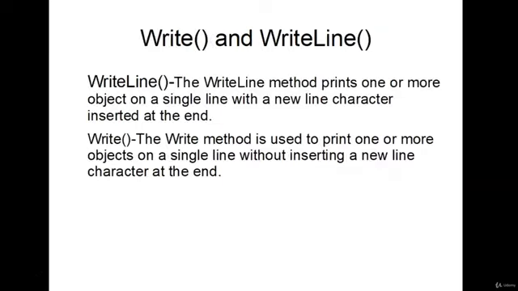And lastly, let's talk about the methods that are used to write to the console. We've seen these a lot: Write and WriteLine. WriteLine prints one or more objects to a single line, and Write does the same thing. The only difference is that WriteLine has an escape character on the end that creates a new line, and the Write method does not.